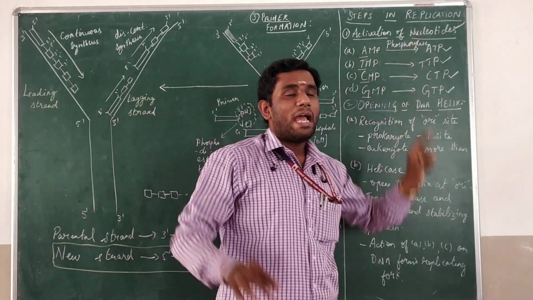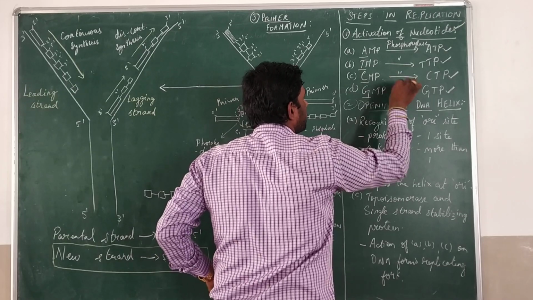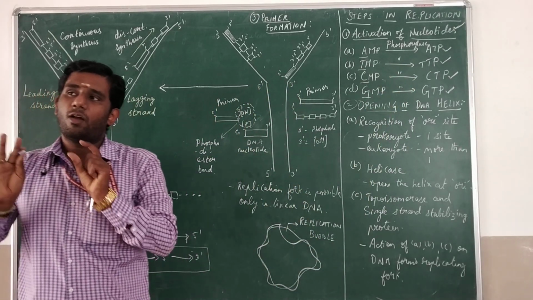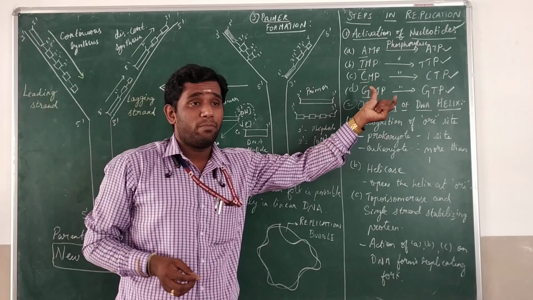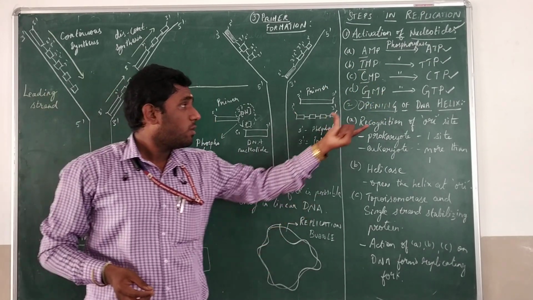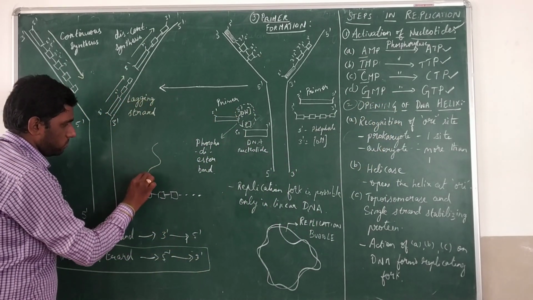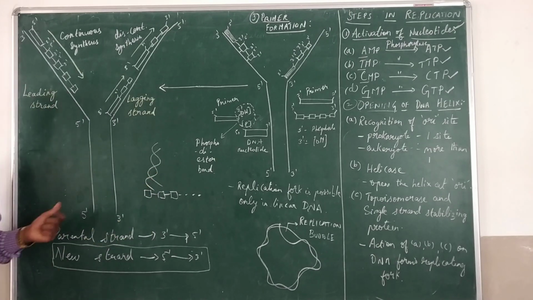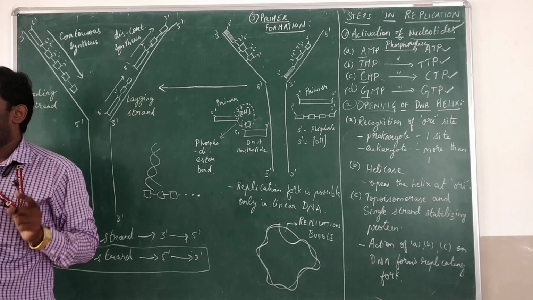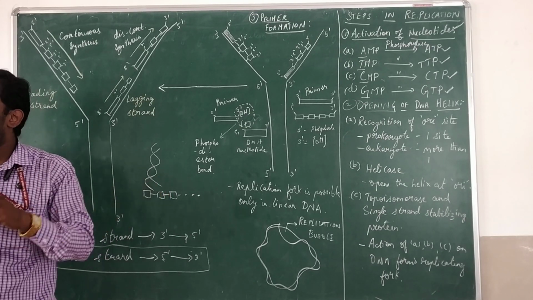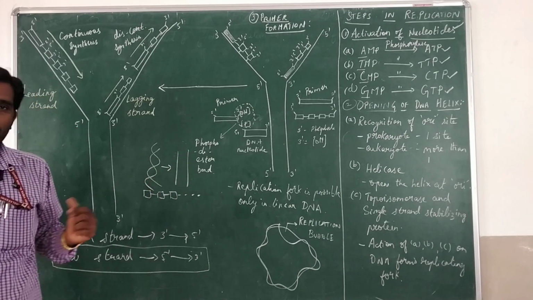So the first thing is activation of nucleotides, and for all the 4 processes, phosphorylase is the only common enzyme. Is it clear? The second step after the activation of nucleotides is opening the DNA helix. You all know how a DNA looks. This is how a DNA looks. This DNA has to be first unwound. This is a helical structure. It has to be unwound. Unwound means what? Am I right? This has to happen.